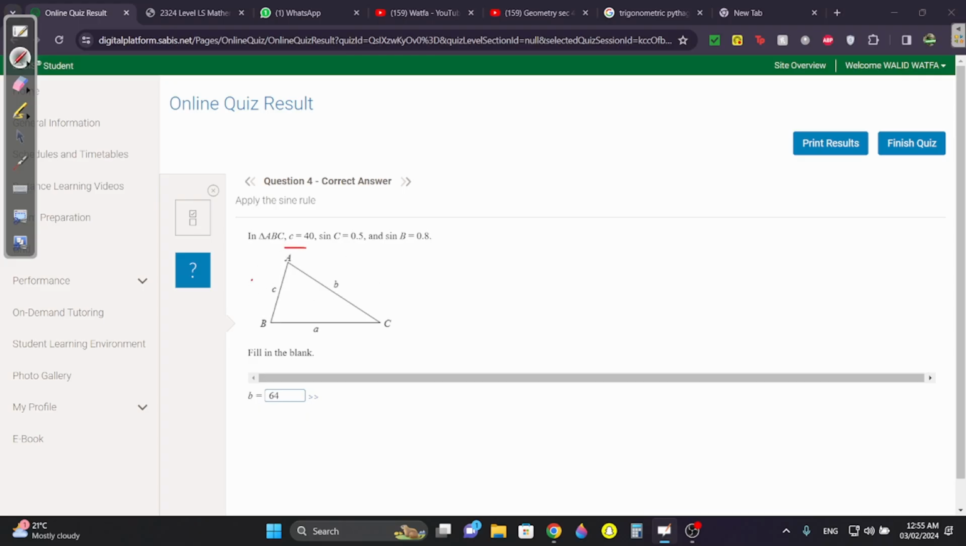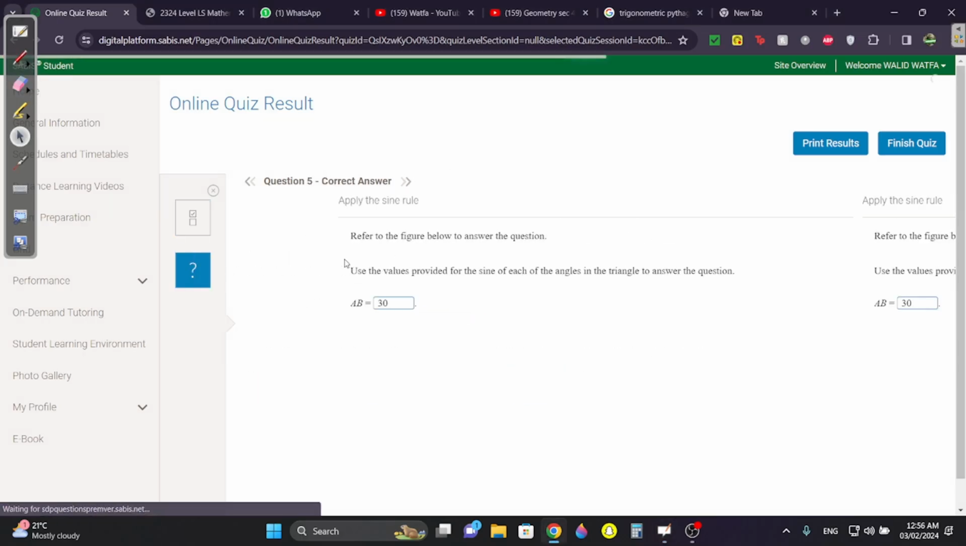Triangle, C is 40, so here 40. Sine C is 0.5, and sine B is 0.8. They want B. Okay, what are they asking for? B. So we start with sine B over B equals what we have given, sine C over C. Substitute. Sine B is given, 0.8. B we don't know, we're trying to find it. Sine C will be 0.5 over C, which is 40. Cross multiply, B is 64.